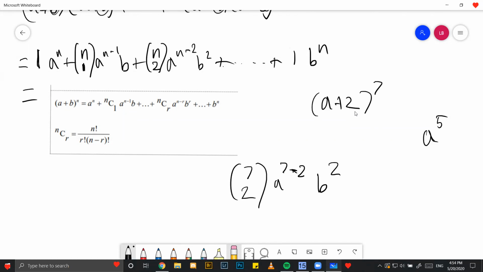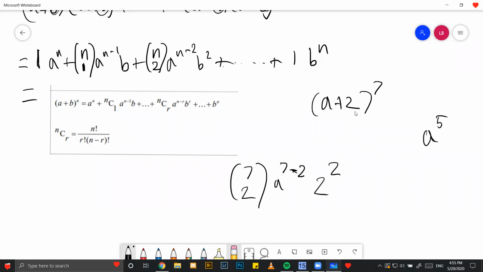Once I finish doing all of that, I can use this formula for the choose: 7 factorial over 2 factorial times 5 factorial. And the b squared, the b is actually just 2 over here, so I can replace that as well. So I get 2 squared times whatever the value of 7 choose 2 is as my coefficient, and that's how you would use this.